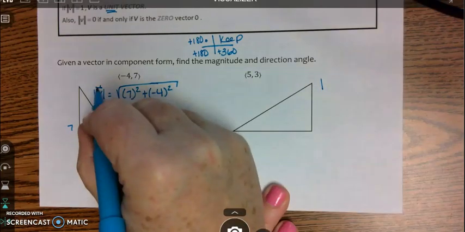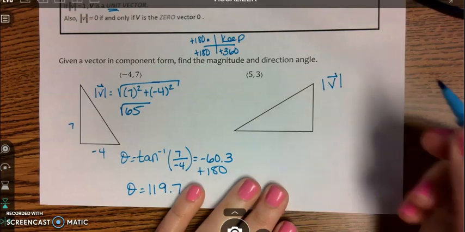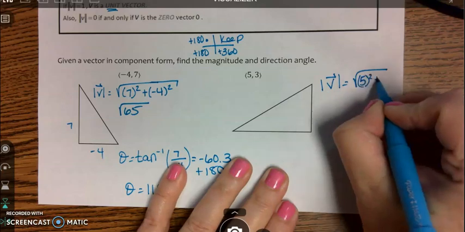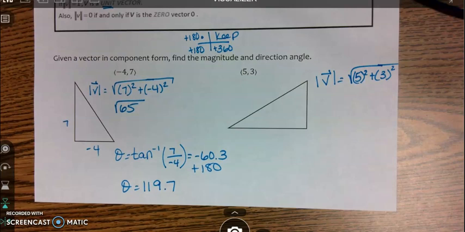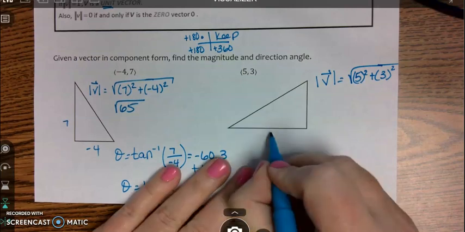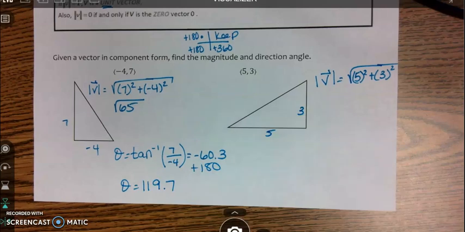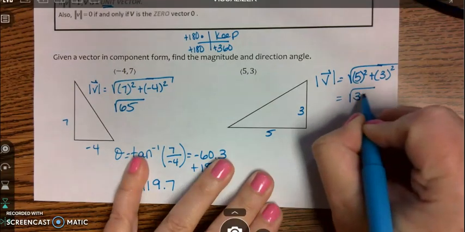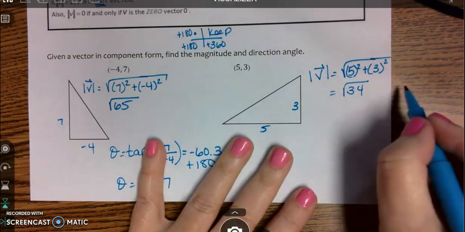And the reason why we put little arrows over our vectors is so we know that it is a vector. So 5 squared plus 3 squared. Just be aware this is not a 3, 4, 5 triangle, because the 5 would have to be the hypotenuse. So we get the square root of 34. Let me just double check. Divided by 2 is 2 and 17. We can't do anything there.